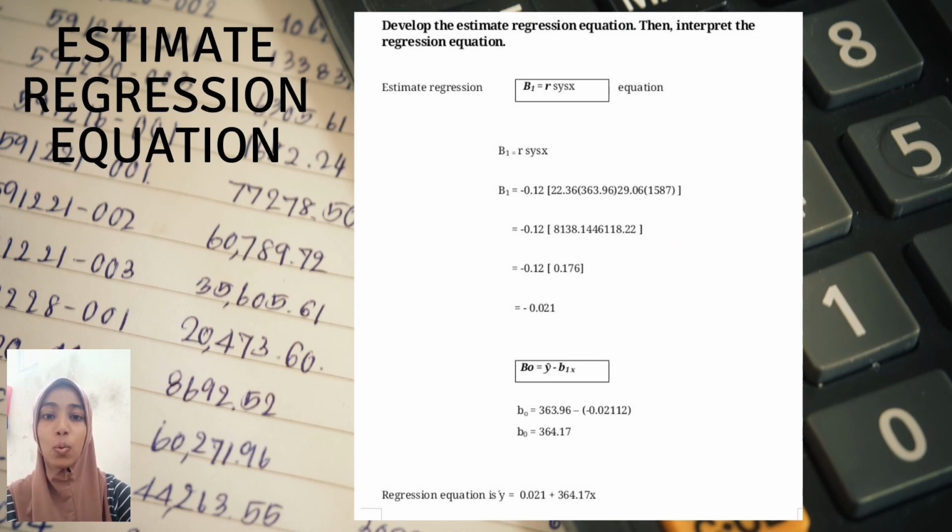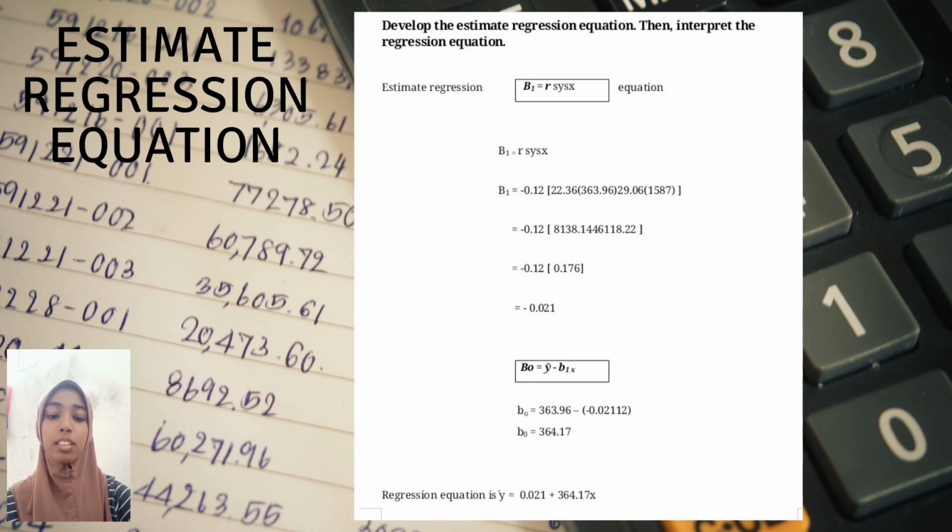I would like to talk about how to develop the estimated regression equation, then interpret the regression equation. The formula for B1 is B1 equal to r times sy divided by sx. This is how we estimate the regression equation. So B1 equal to negative 0.12 in bracket 22.36 bracket 363.96 divided by 29.06 bracket 1587.